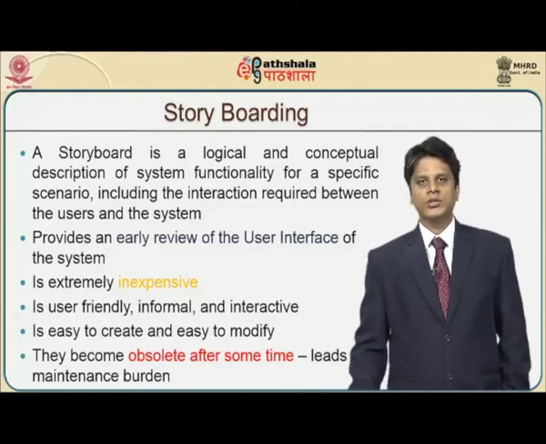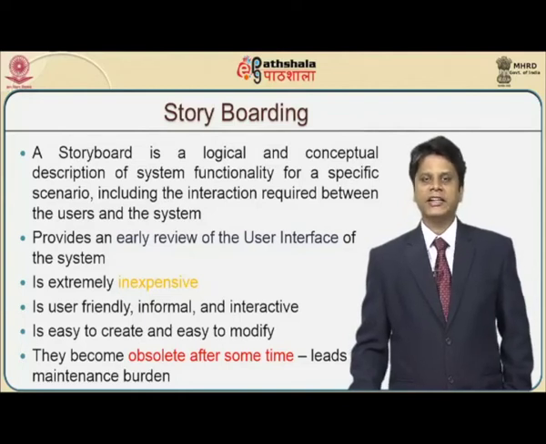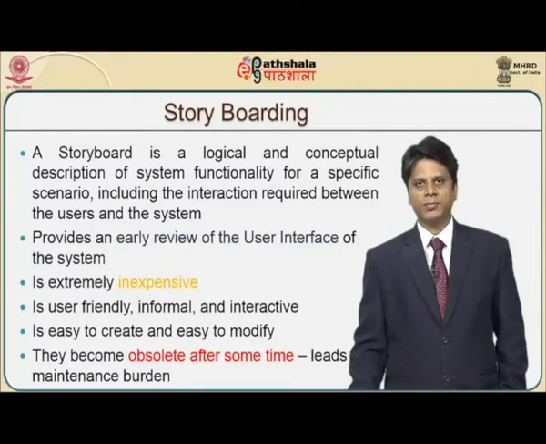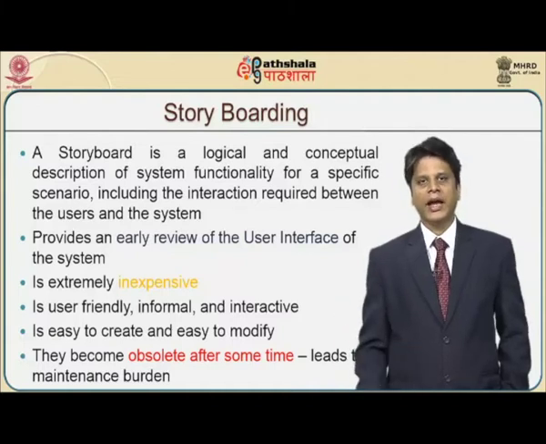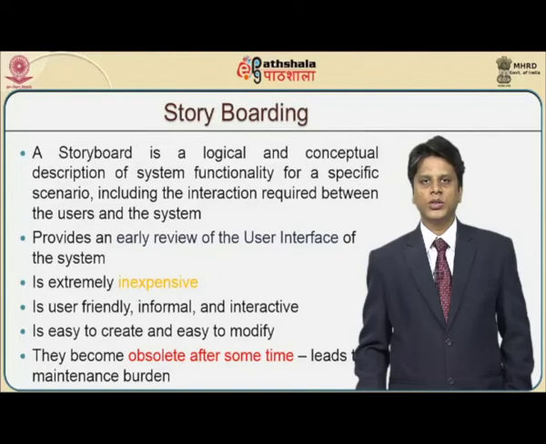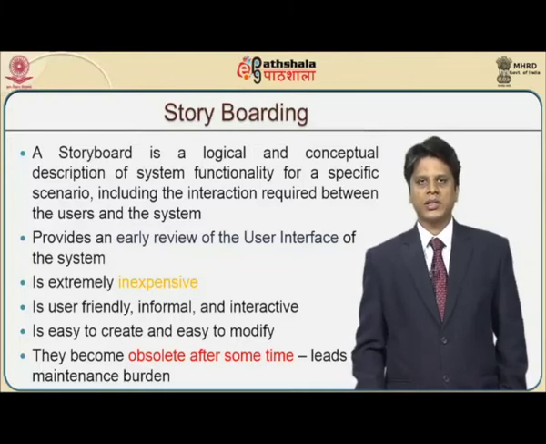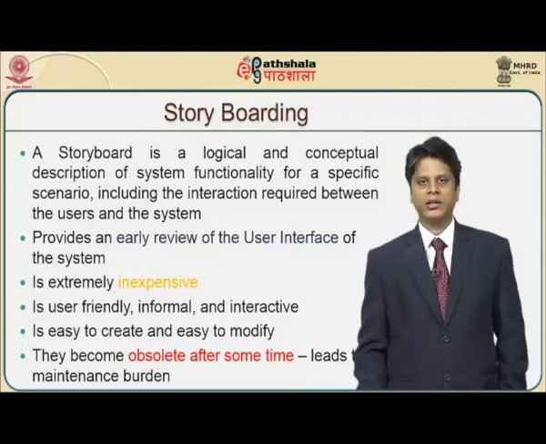These kinds of storyboards are purely user friendly, informal and interactive. As we highlighted in the agile practices, where we take up scrum meetings and post some user stories, any features that are to be added to the user stories can be highlighted. Likewise, storyboarding helps us perform the task in a user friendly, informal and interactive manner, and it is easy to create and easy to modify.